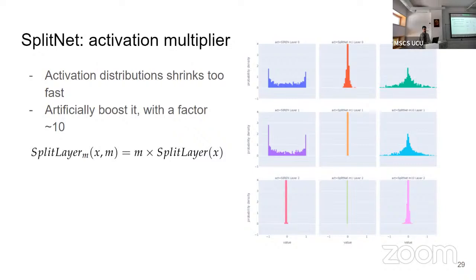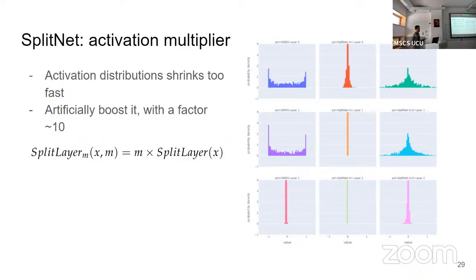And the problem was evolving. This plot describes how activations are distributed for different layers. The first column represents the SIREN networks, just for comparison. And the second one is the original split net. And it can be seen that the activations are really unhealthy and very narrow, and this initialization may restrict the capacity of the network to model signals that have much wider distributions.